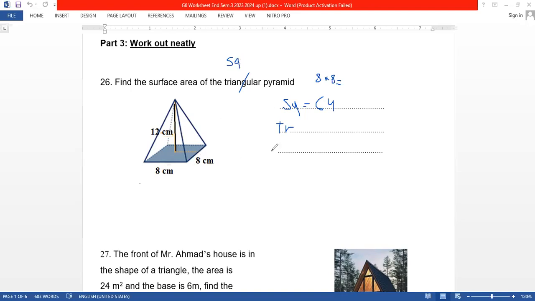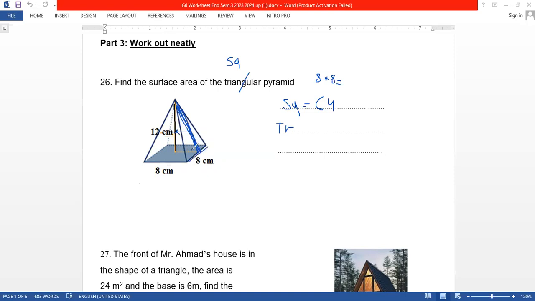The square pyramid. So we need to find the area of one square and 4 triangles. Now the area of the triangle, and the other thing: this 12 is the height of the triangle. We call it the slant height. So the slant height is the height of the triangle. This 12 is for this one.